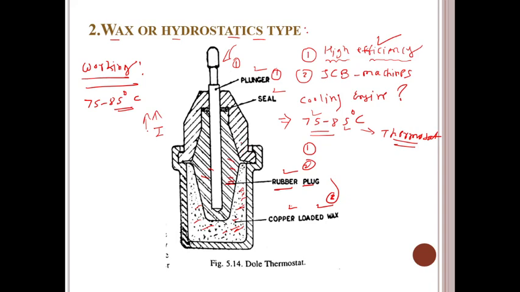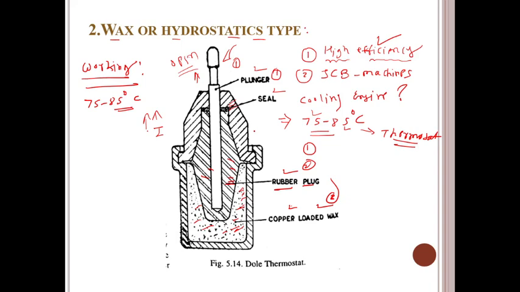Due to the upward movement of the plunger, the thermostat valve will open and the seal will be removed. As the thermostat valve opens, the engine cooling galleries get connected to the radiator, and the coolant or water starts to circulate and cooling occurs. Such working happens when we use the wax type thermostat in our IC engines.